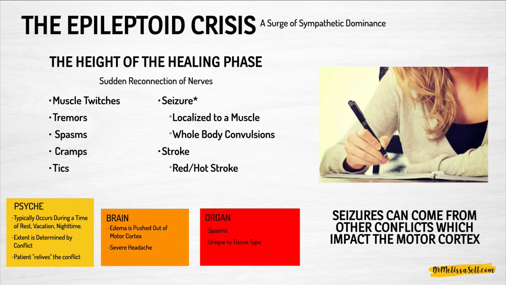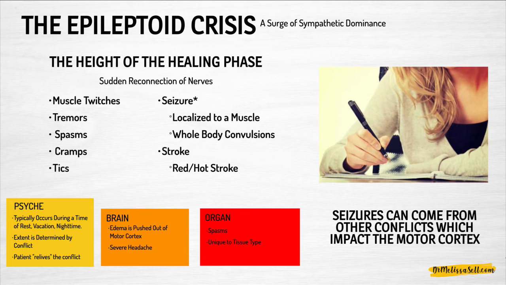The epileptoid crisis typically happens during nighttime when you're really relaxed in the state of greatest vagotonia. The extent of the healing crisis is going to depend on the extent of the conflict itself. So how long was it? How long did it last? Many times, in kind of a micro moment, you relive the conflict. So the original feeling stuck. Sometimes it'll be a dream. You'll relive it. Biologically, this big squeeze occurs, pushing the edema out of the motor cortex. You may have a headache, the spasms, and the muscles, what they're doing is coming back to life.